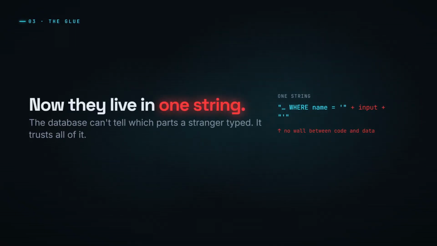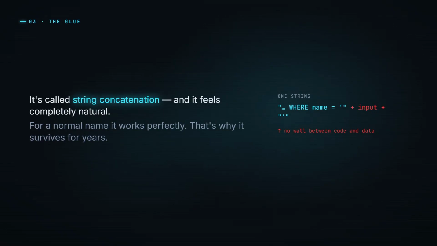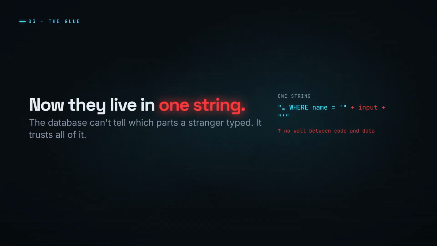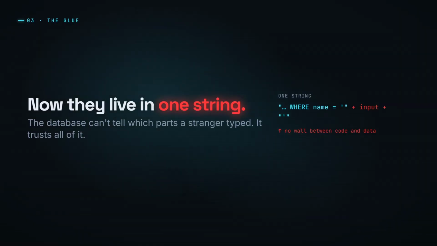But look closely at what just happened. Your input and the app's instructions are now living inside one single string with no wall between them. The database does not receive code and data as two separate things. It receives one finished sentence, and it has no idea which parts the developer wrote and which parts a stranger typed. The bright line is gone. Everything is just text now, and the database trusts the whole sentence equally.